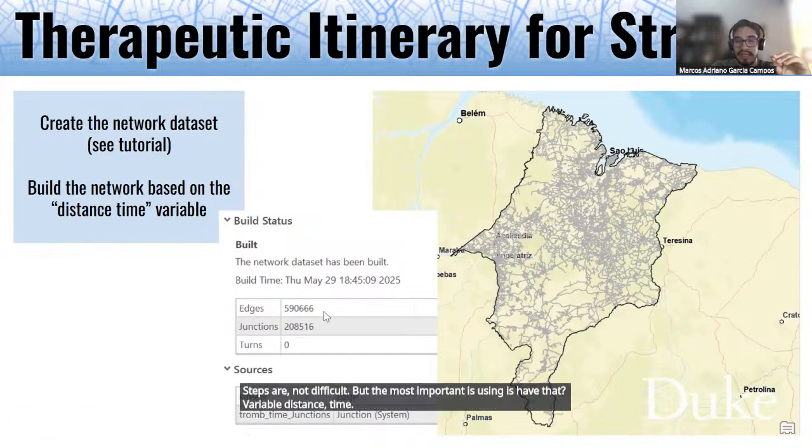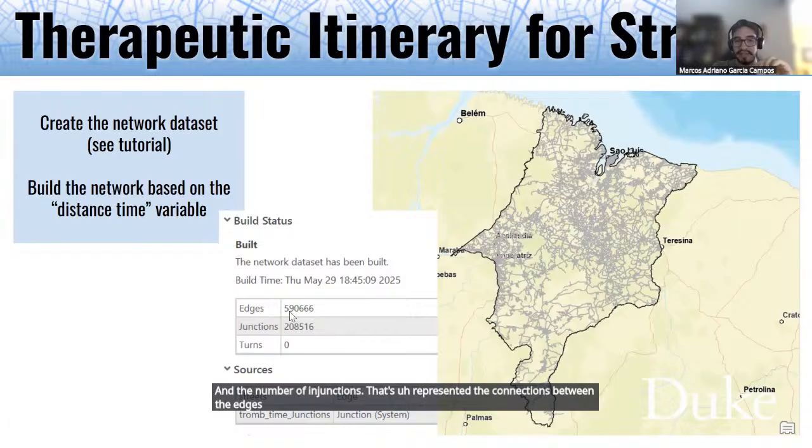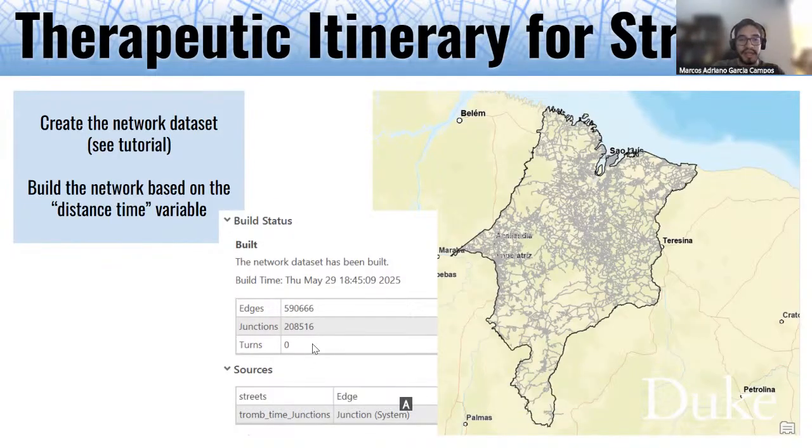After building the network dataset, we can see in the properties the number of edges, which represent the lines, and the number of junctions, which represent the connections between the edges. Usually these are large numbers, and we can see at the end if it is working. João, do you want to say something?